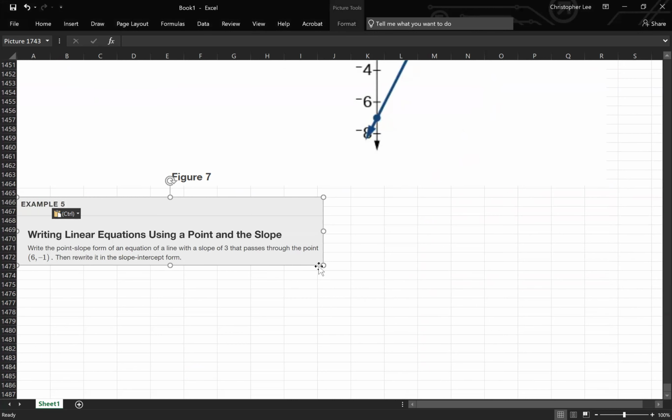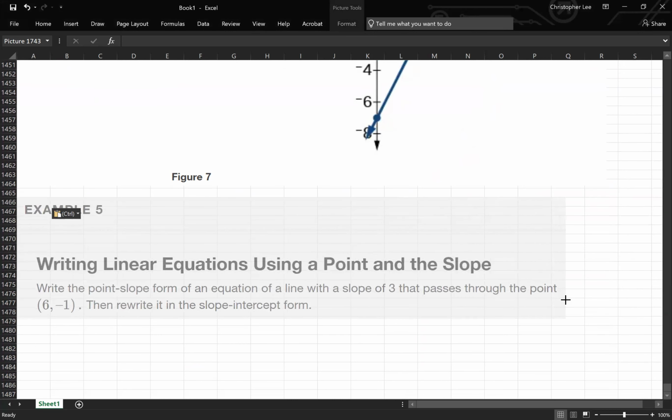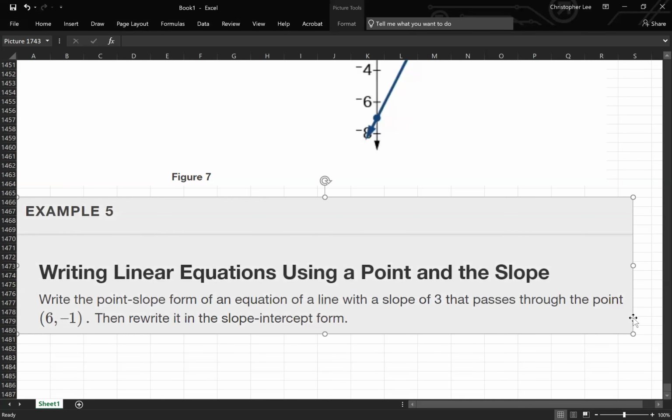Over here, we're going to do writing linear equations using points and using a point and the slope. Write the point-slope form of an equation of a line with slope 3 that passes through the point (6, -1), then rewrite it in slope-intercept form. So long story short, I'm given a slope and a point, and I want the equation of the line. We're going to find our y-intercept, put it all together, and that's it.